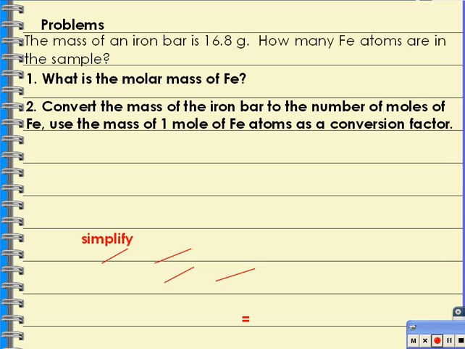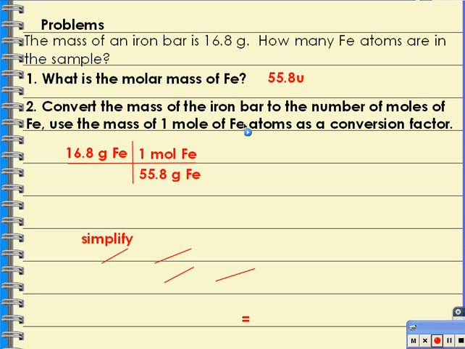So let's look at a problem. The mass of an iron bar is 16.8 grams. How many iron atoms are in this sample? Well, first question we need to ask ourselves is, what is the molar mass of iron? Well, it's 55.8. So if we convert the mass of the iron bar to the number of moles of iron, and then use the mass of 1 mole of iron atoms as a conversion factor.